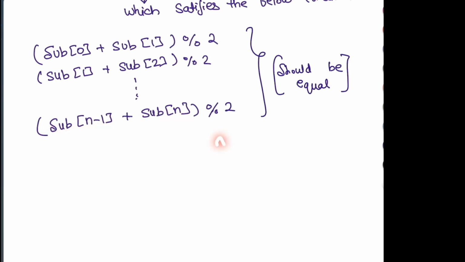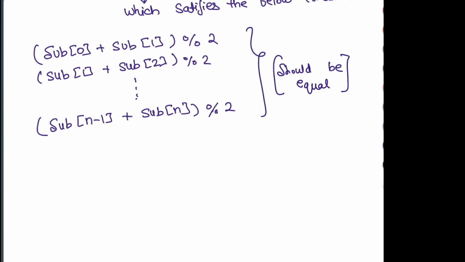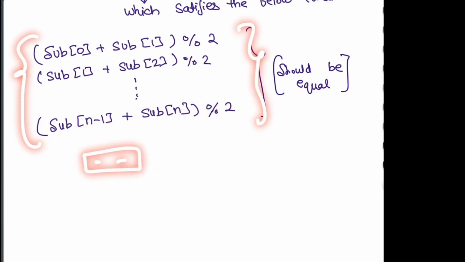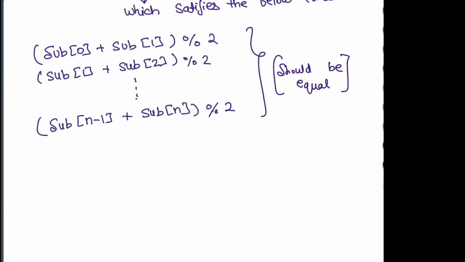So let us say you have n plus 1 elements in your subsequence, then the last 2 elements have the index n-1 and n. The n-1 index element, when added with the nth index element and then taken mod with 2, will produce some value. All these values produced by all the adjacent pairs should be equal. Now this might sound a bit confusing, so let me clarify this.